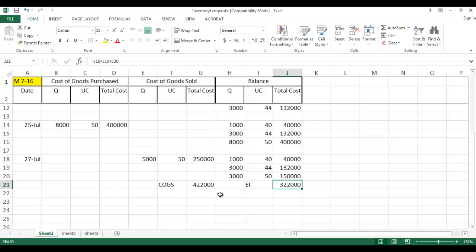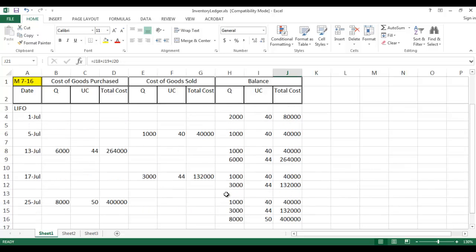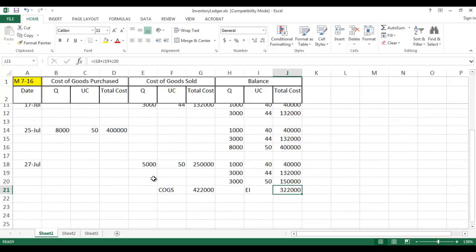Back up and watch and work through this again if you need to. And then I'm going to do the same thing for FIFO. We'll see how they differ.